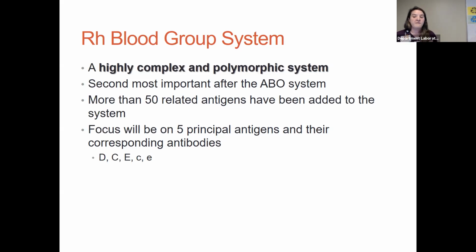There are actually more than 50 related antigens included in the Rh blood system. Again, we're only going to concentrate on the 5 major and most common ones. D is the one we do in our routine testing on every patient. That's your ABO and Rh. That Rh type we do in our forward testing, that's your D. Also in the Rh family is your big C, big E, little c, and little e. Those are the 5 most common antigens in the Rh family.